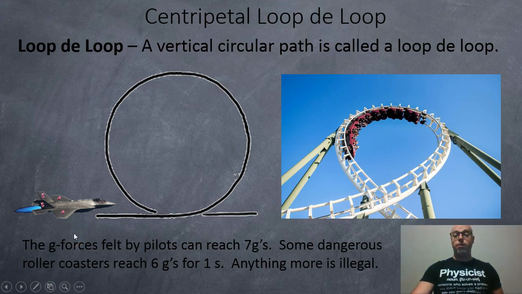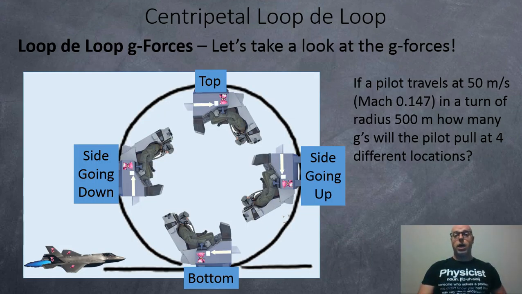In combat, fighter pilots will feel up to 7 Gs. Some dangerous roller coasters will have 6 Gs for 1 second. Anything more is considered illegal, and even that is pretty extreme and pretty dangerous for some people. At 10 Gs, everybody passes out. So let's take a look at those G-forces in a loop-de-loop.